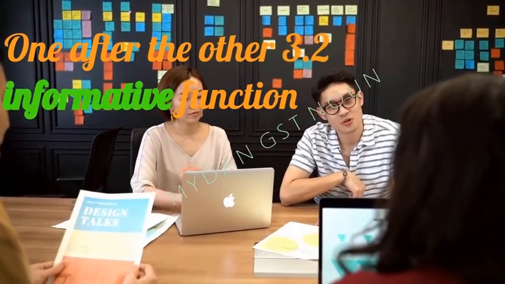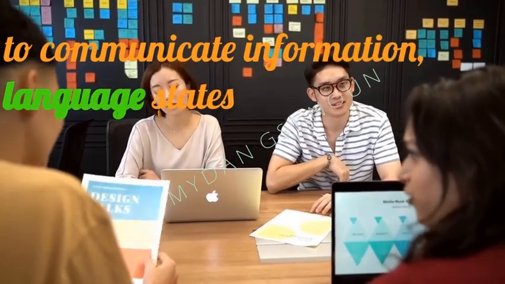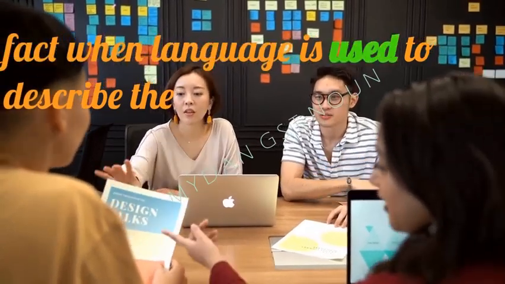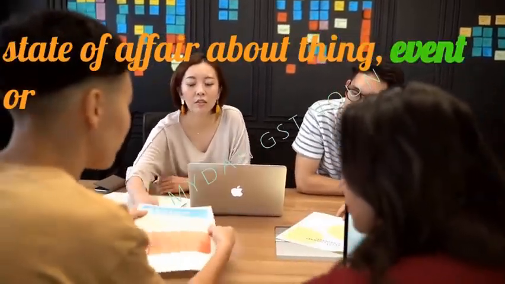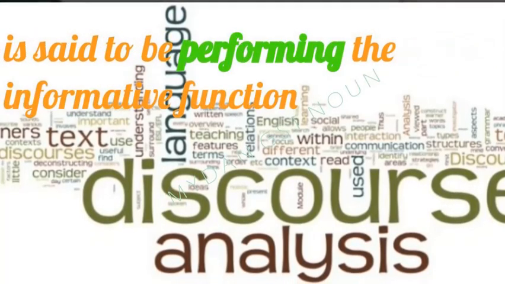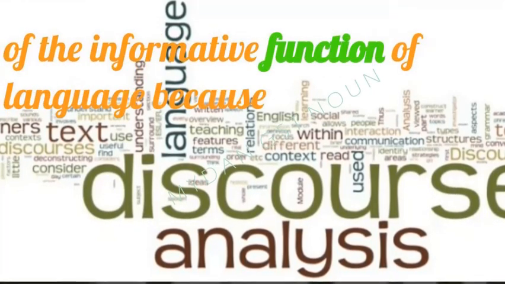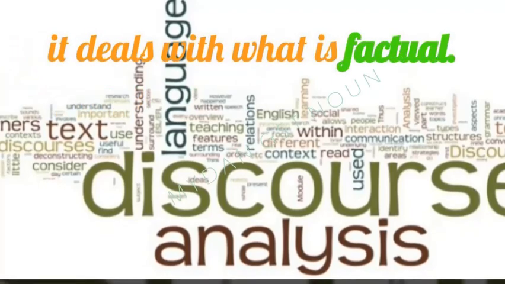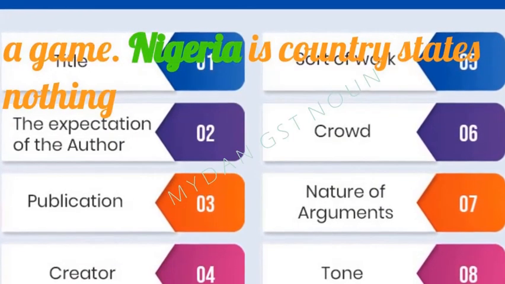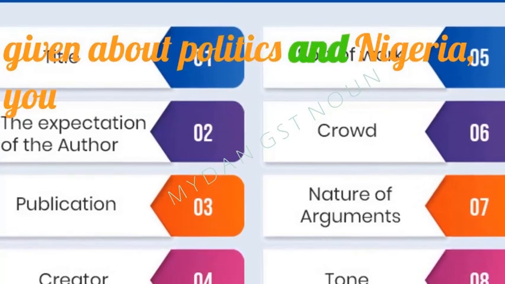3.2. Informative function. Here, the sole purpose of language is to communicate information. Language states fact, that is, it gives information about fact. When language is used to describe the state of affairs about a thing, event, or situation, and either affirms or denies it, language is said to be performing the informative function. Accordingly, science could be a good example of the informative function of language because it deals with what is factual. Thus, the following examples: politics is a game, Nigeria is a country, state nothing else but facts, as information has been given about politics and Nigeria.